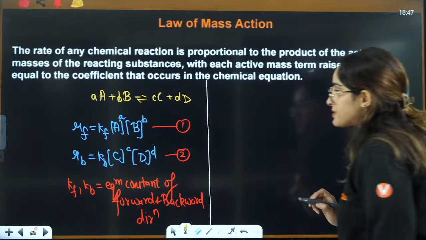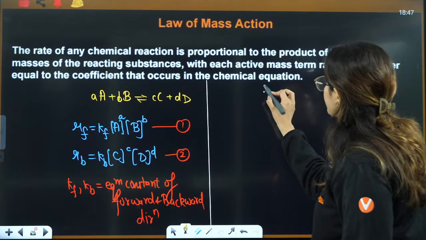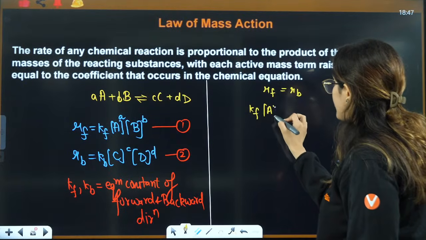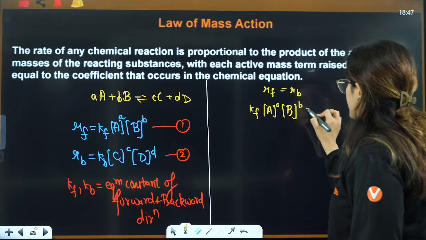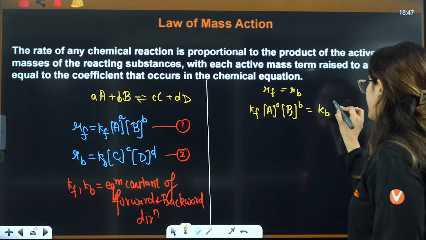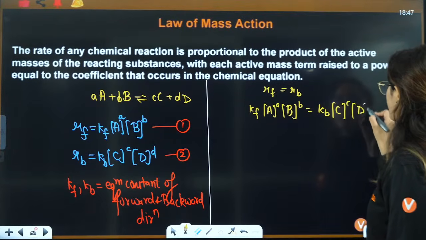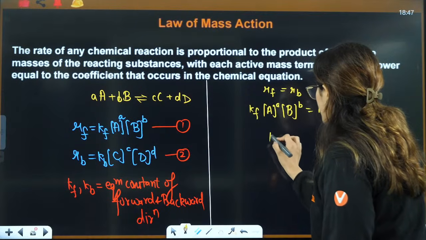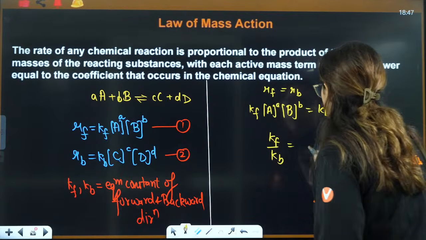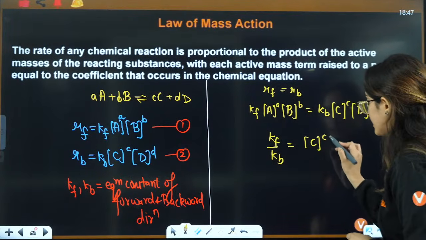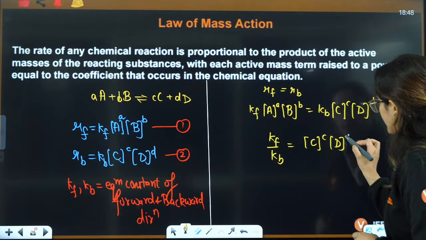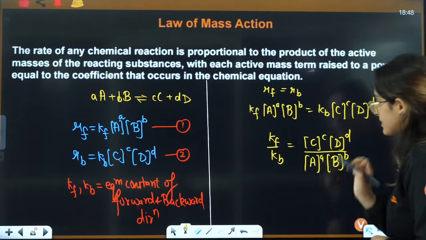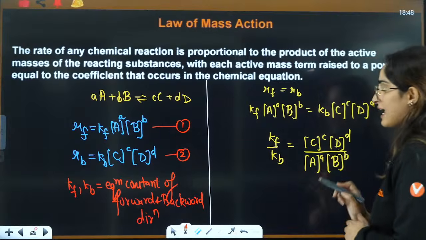Now, what is the equilibrium state? The rate of forward and backward reactions has to be the same. So Rf is equal to Rb. Rf is nothing but Kf, A raised to power a, B raised to power b. This is nothing but Kb, C raised to power c, D raised to power d. Now, it will become Kf by Kb equal to C raised to power c, D raised to power d, divided by A raised to power a, B raised to power b, isn't it? Now, can you see what this Kf by Kb is?